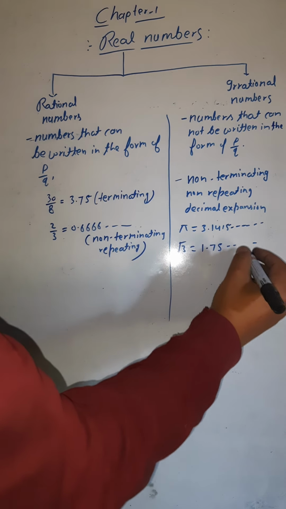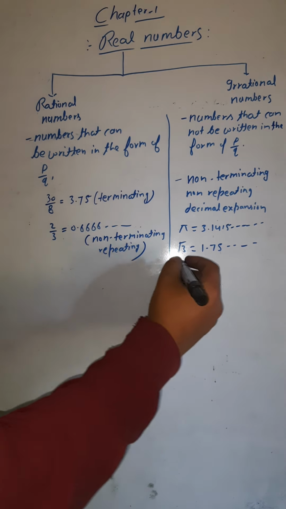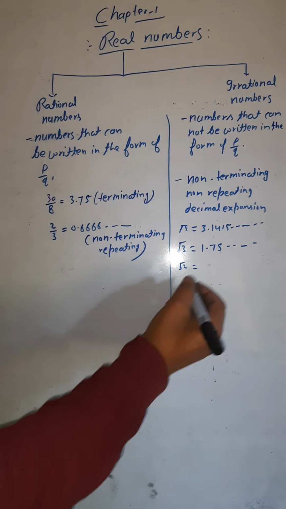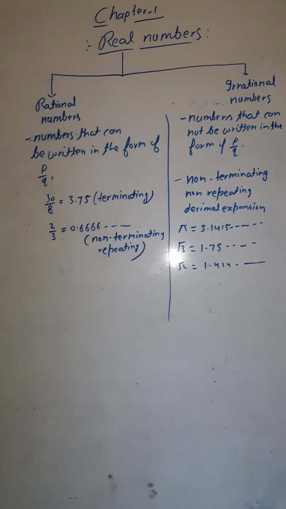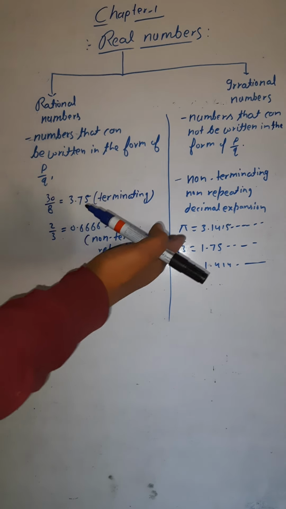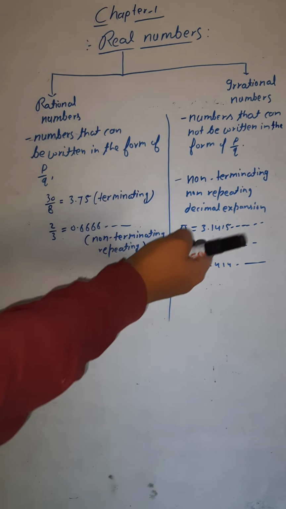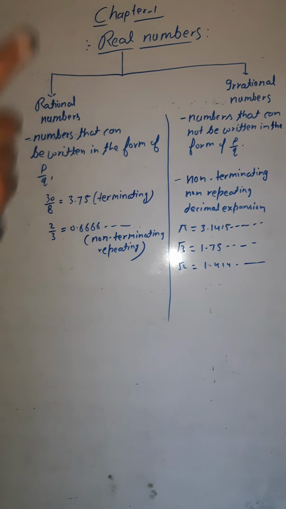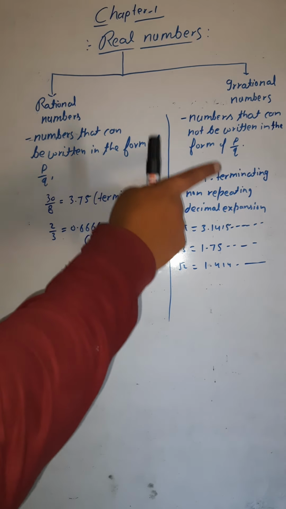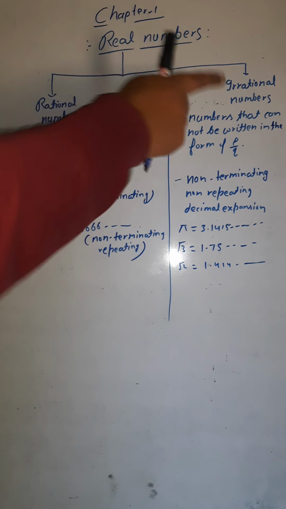1.75, etc. So this is the value of under root 3. So here also it is not repeating. At the same time you have the value of under root 2 also, 1.414, etc. So this is the value of under root 4. So you can see here these are the examples of irrational numbers, because their decimal expansion is non-terminating, non-repeating. If the decimal expansion is non-terminating, non-repeating, then such numbers are known as irrational numbers.